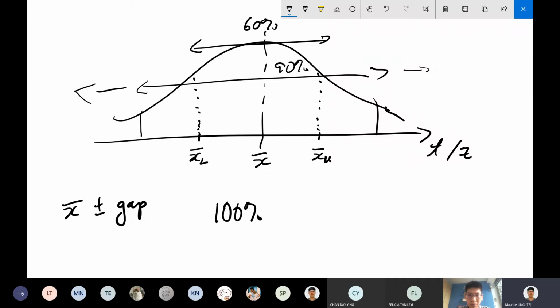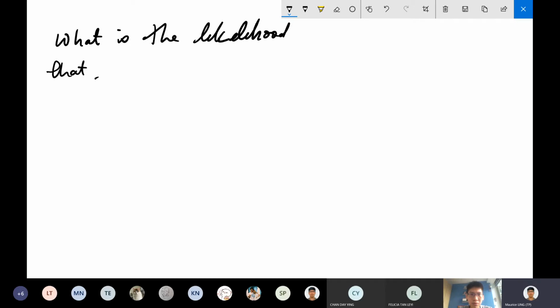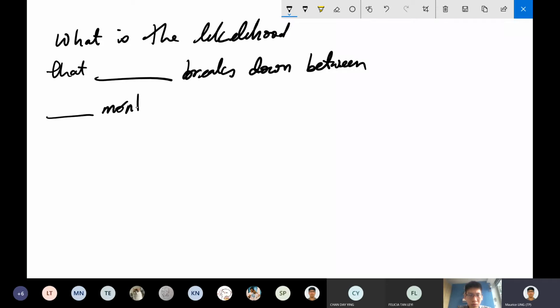Confidence intervals can be quite useful for us to determine a lot of things. We use confidence intervals for many things. For example, we use it to ask what is the likelihood that something breaks down between some months and some months?